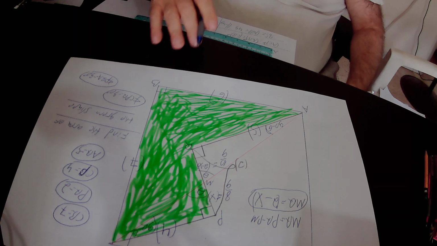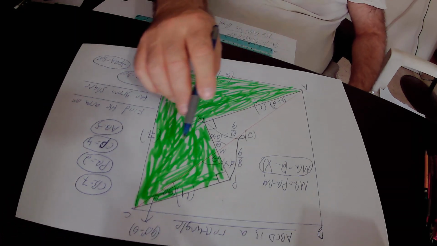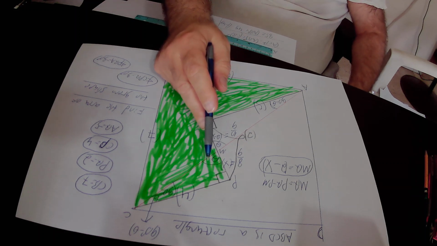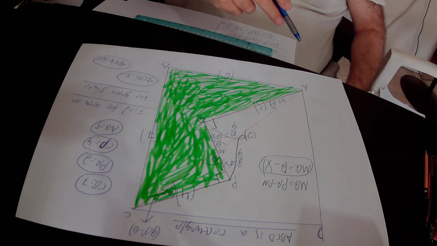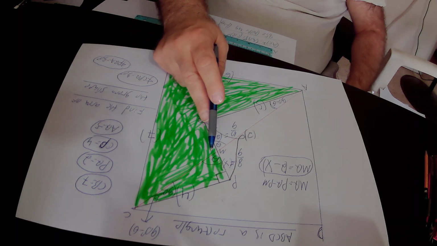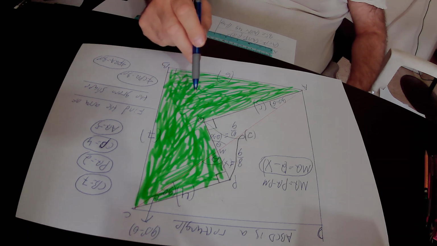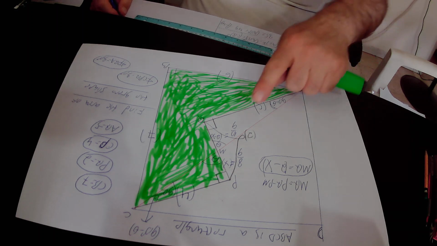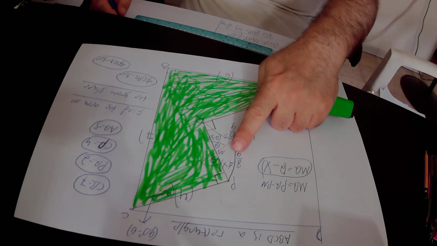And because the area of triangle ABC doesn't include the area of this small right triangle PMC, we have to add to the area of triangle ABC the area of this green triangle PMC that isn't included in the area of the right triangle ABC. So it is plus the area of the right green small triangle PMC.